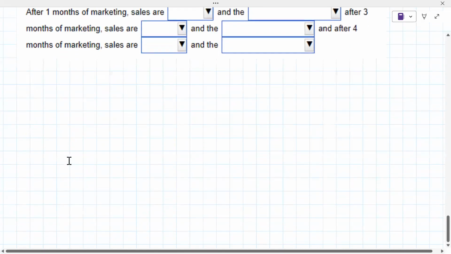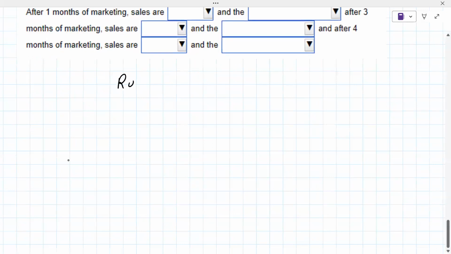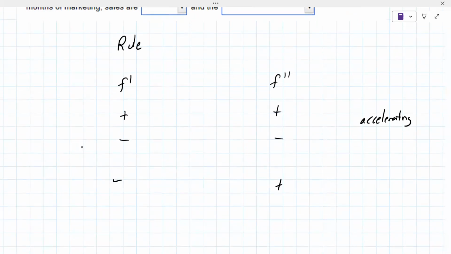So there's a rule here based on the first derivative and second derivative. If they're in the same direction, it's like accelerating, meaning it's getting worse or getting better. If they're opposite in sign, they sort of cancel each other out. It's like decelerating.